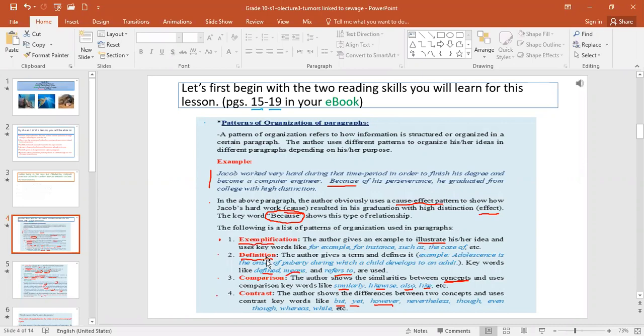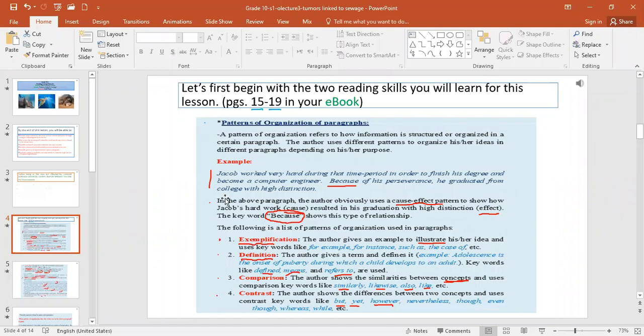I gave the example of Jacob, who was working very hard, and thus, as a result of that, he graduated from college with high distinction. What pattern did the author use in this paragraph with Jacob? Cause and effect. The pattern is obviously cause effect. He worked hard, thus he graduated from college with high distinction, meaning high honor. The author uses a cause effect pattern to show how Jacob's hard work, the cause, resulted in his graduation with high distinction, the effect. The key word here, what led me to this type of pattern? Obviously the word because, okay?